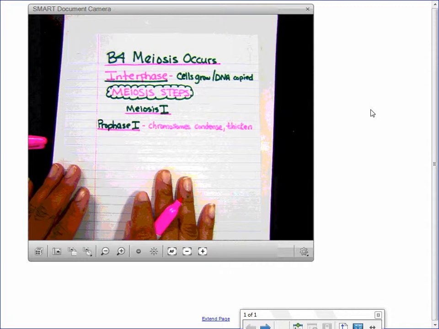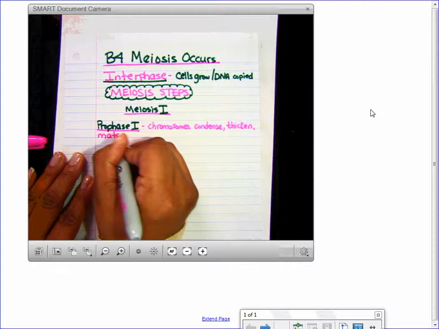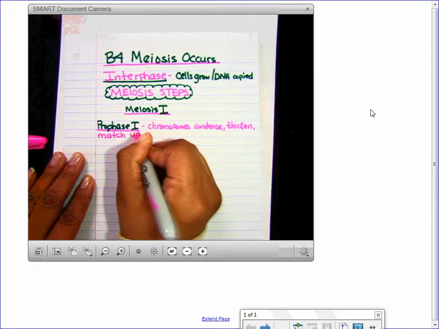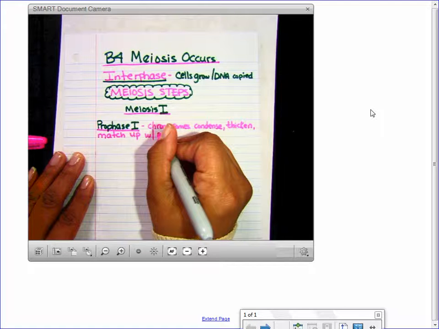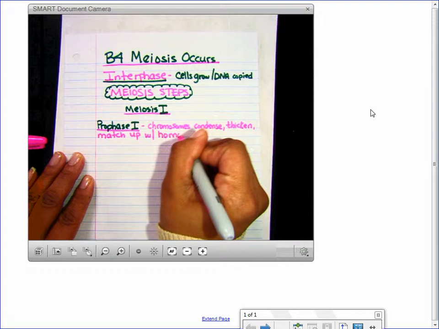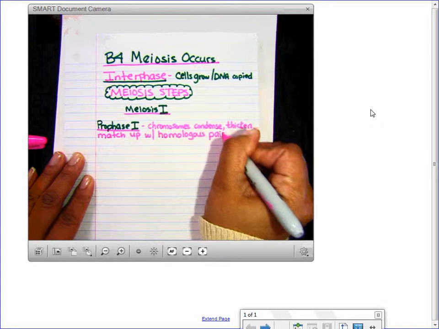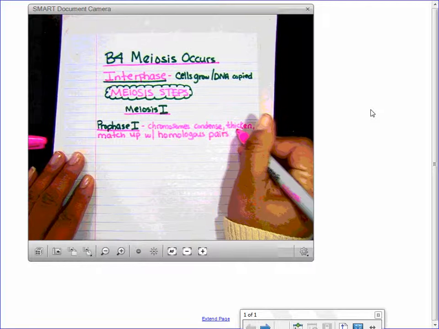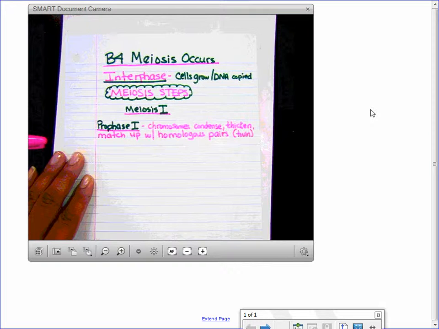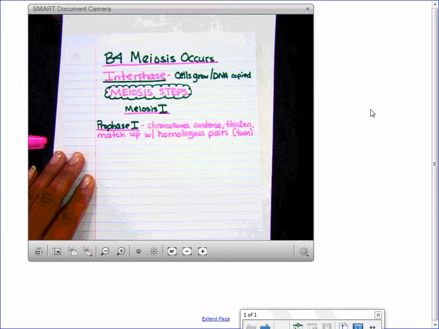Not only that, these chromosomes are going to match up with, and it's very important that you have this word, homologous pairs. And homologous just means twin. Doesn't mean like it's going to result in twins. It just means that the pairs are identical.